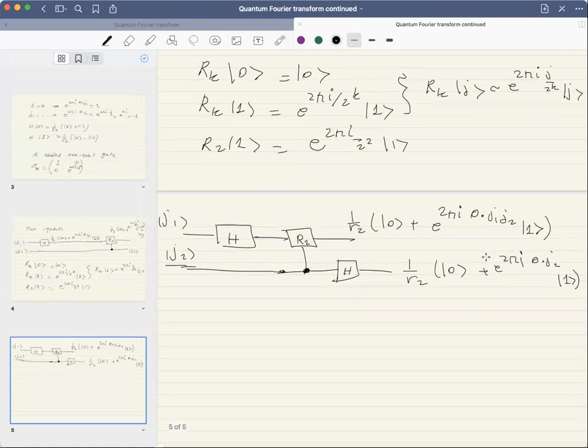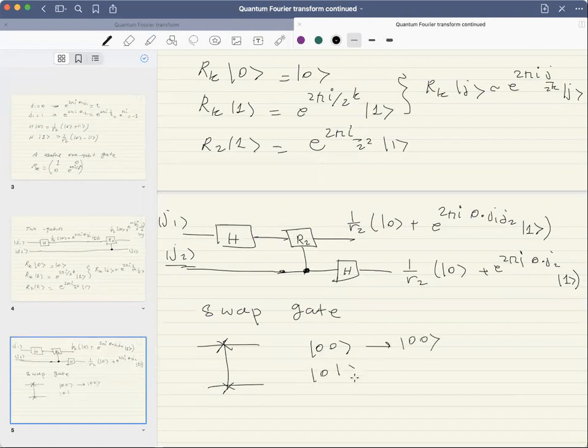So how does a swap gate work? Well, the notation for a swap gate is this. What it needs to do, it needs to take 0,0 to 0,0, take 0,1 to 1,0, swaps them, takes 1,0 to 0,1, and takes 1,1 to 1,1.